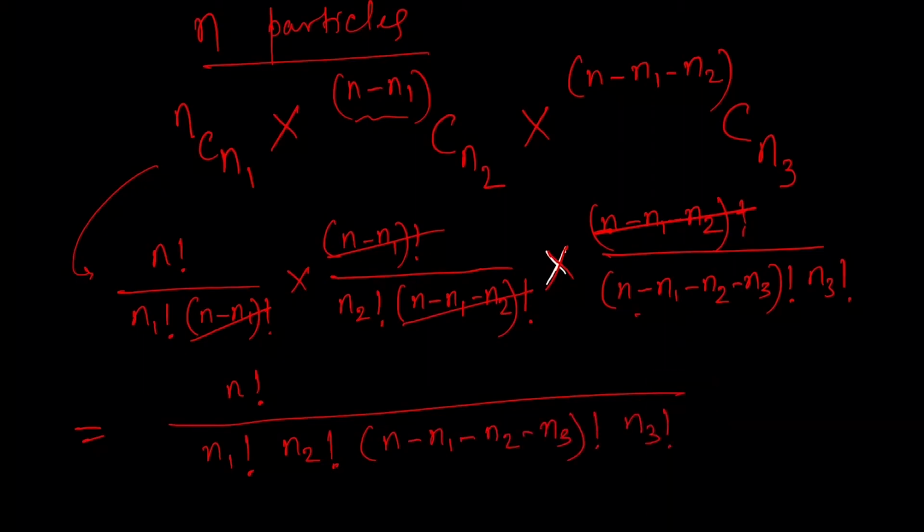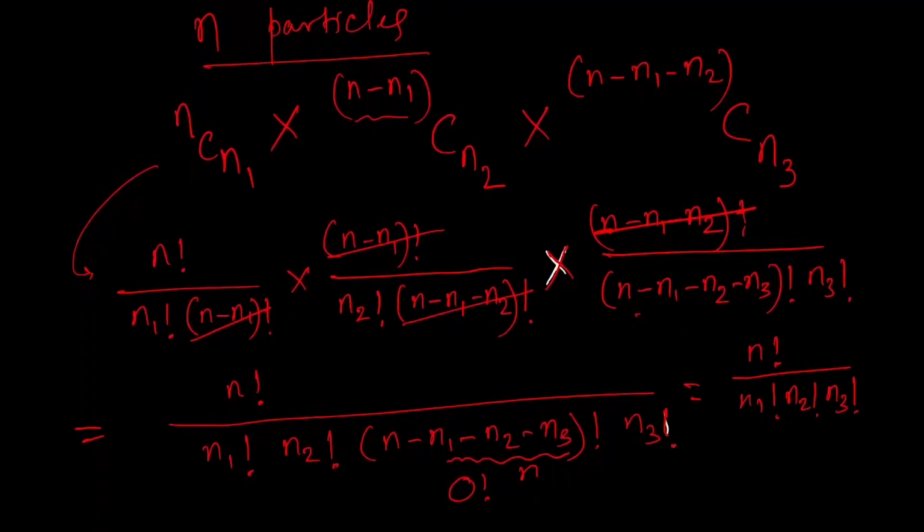Now, you know that n1 + n2 + n3 = n, right. So this quantity is nothing but 0!, and 0! is also 1. So we can finally write the formula as, I will erase this part and I can write it. This gives me n! by n1! n2! n3!.